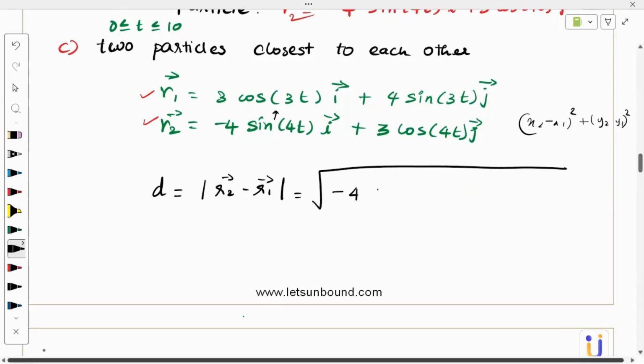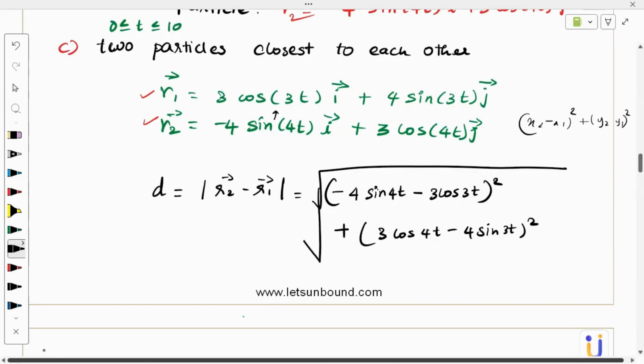Subtract the x components, minus 4 sine 4t minus 3 cos 3t, the whole square. Then plus y2 minus y1, 3 cos 4t minus 4 sine 3t, the whole square. Actually, this should be whole under the root. Hope you get it. So I want the minimum distance.